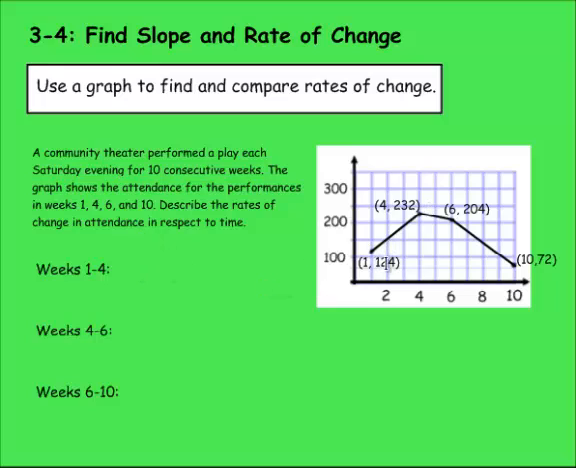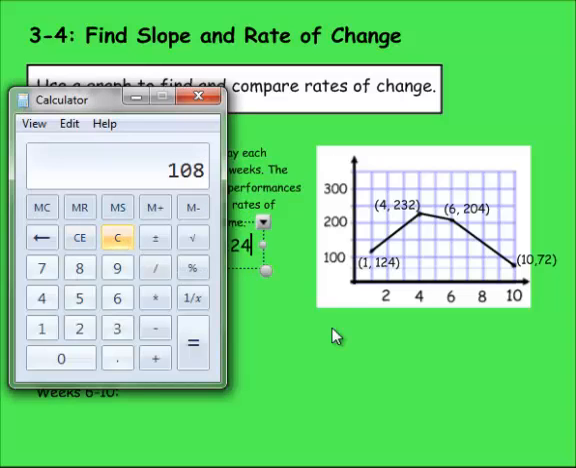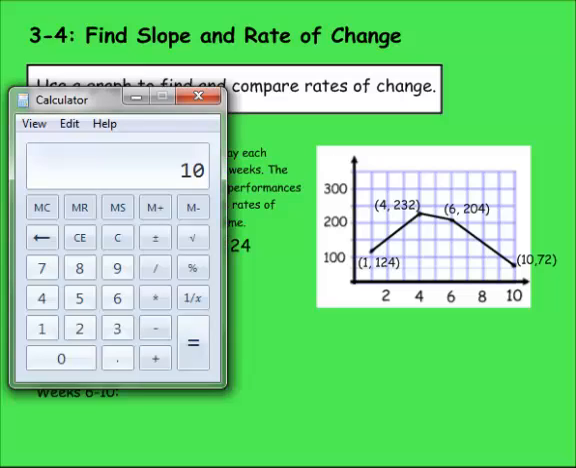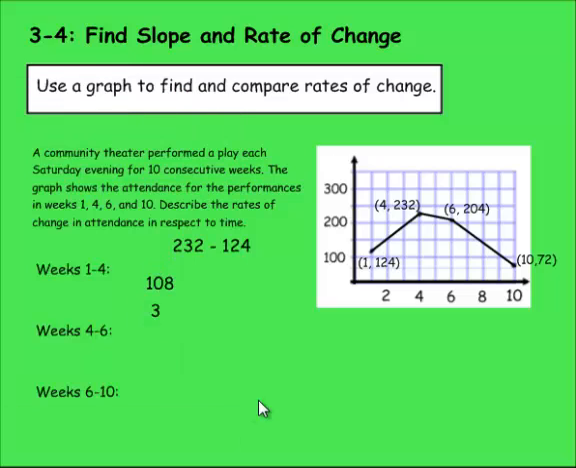So let's do that. It rose from 124 to 232. So we do 232 minus 124. That'd be 108 for our rise. And then for the run, we went from 1 for x to 4 for x, so that's a change of 3. So that'd be 108 over 3. If we divide that, that gives us an answer of 36. So from week 1 to week 4, it went up an average of 36 every week. So we say 36 per week.